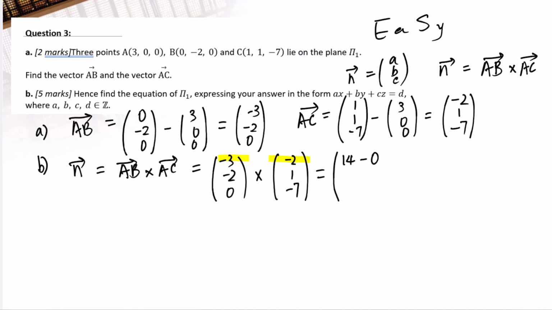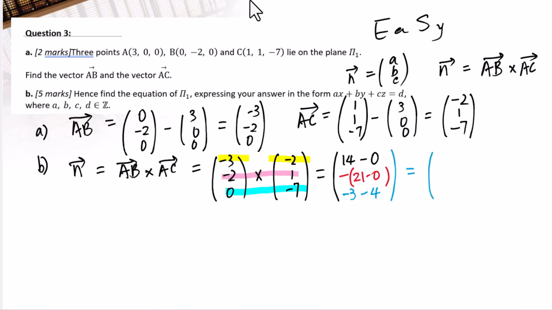Then cross out the second row. Since we got a separated matrix, remember we need to put a negative sign. -3 times -7 is 21, minus 0 times -2 is 0. Then we cross out the third row. -3 times 1 is -3, minus -2 times -2 is +4.